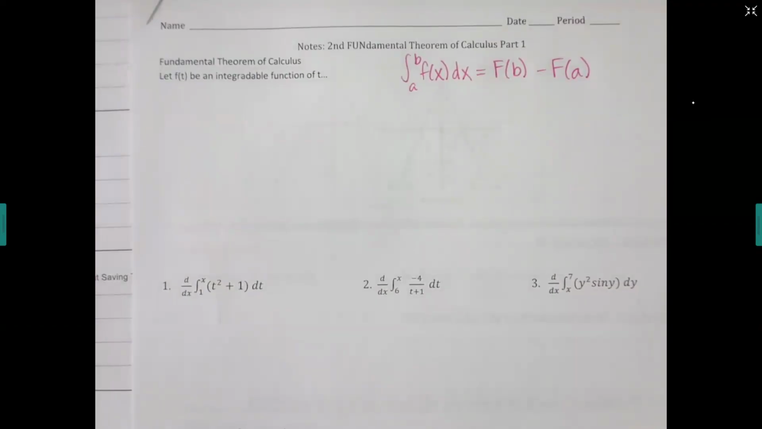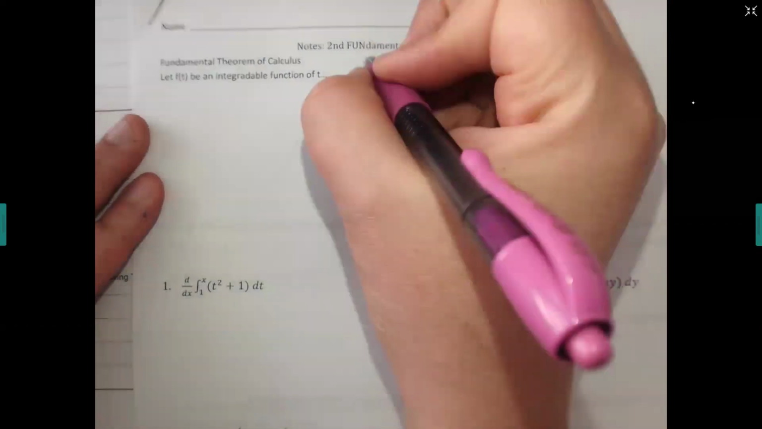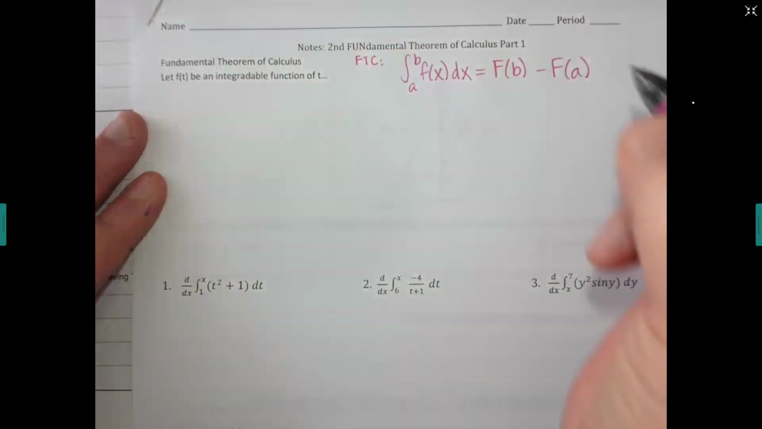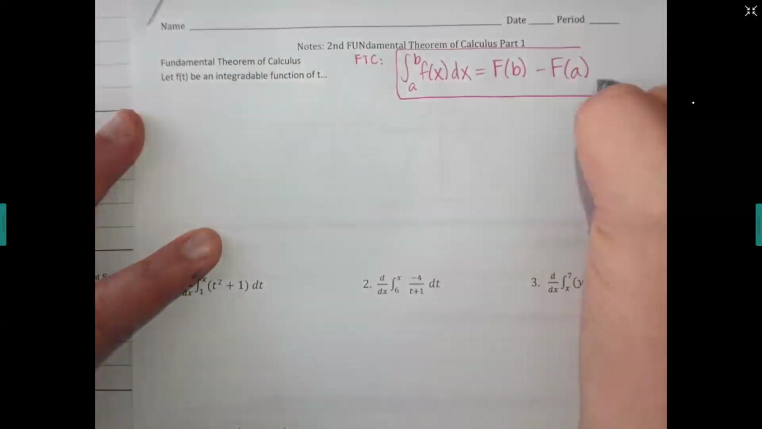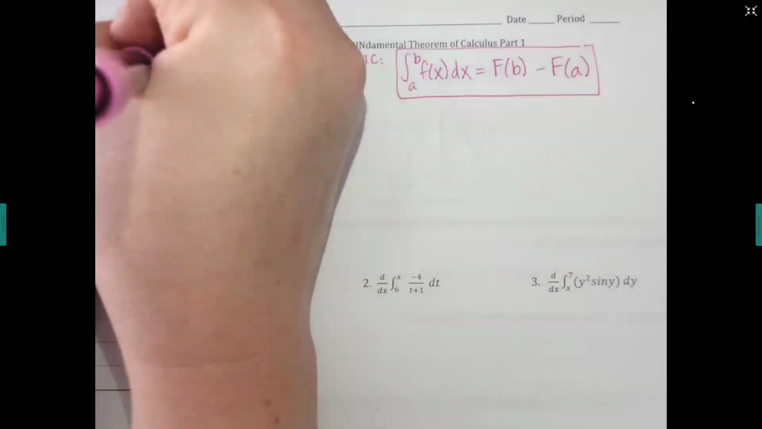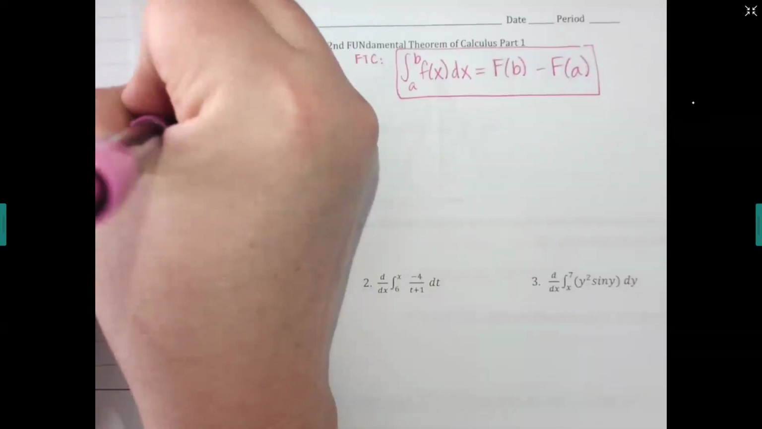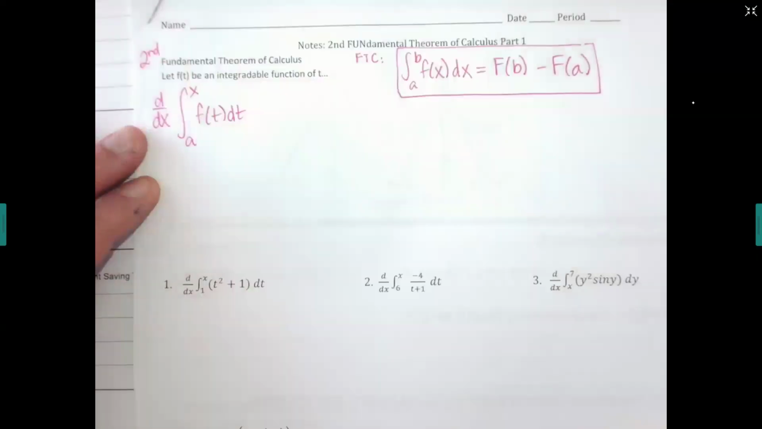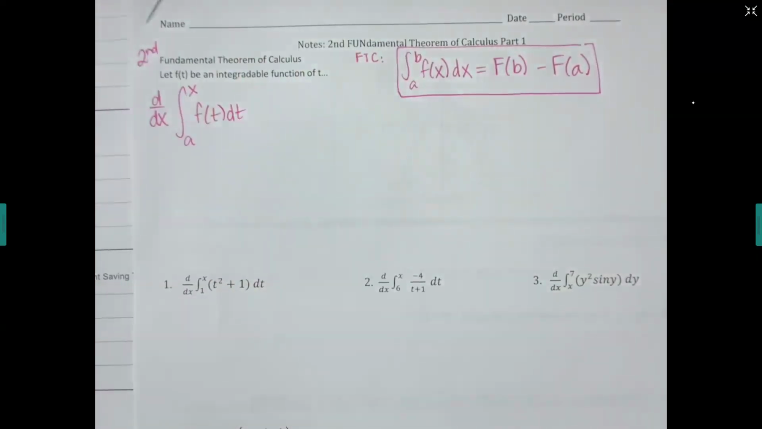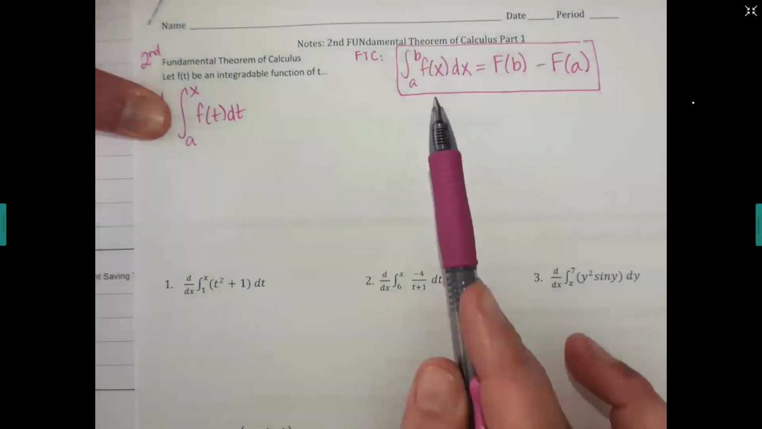The second fundamental theorem of calculus is when you take the derivative, so this is FTC. The second fundamental theorem of calculus says if I take the derivative of the integral from a to x of little f of t dt, so we're taking the derivative of an antiderivative. First, we're going to pretend the derivative's not even there. So just put your thumb over it, pretend it's not there, and we're going to use this rule right here.